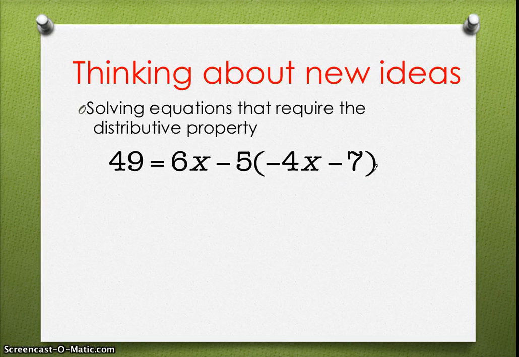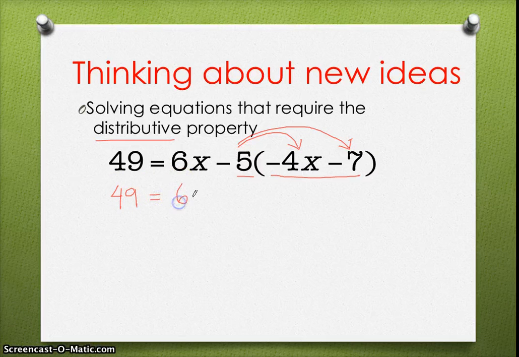So we're solving equations that require the distributive property, and again, I notice and I'm observing there are things inside parentheses and I have a leading factor. That means I have to distribute. So let's distribute the negative 5 to the negative 4x and then distribute the negative 5 to the negative 7. Nothing is happening over here with that 49, so I'm just going to rewrite it. Nothing has happened to that 6x yet, so I'm going to also rewrite that. And then proceed with the distributive property.